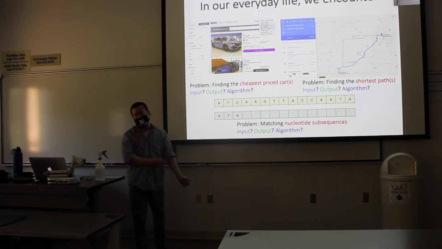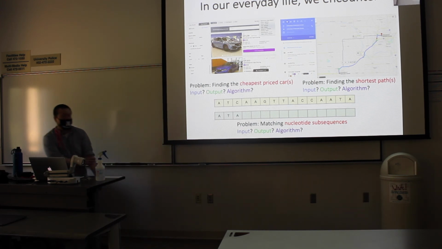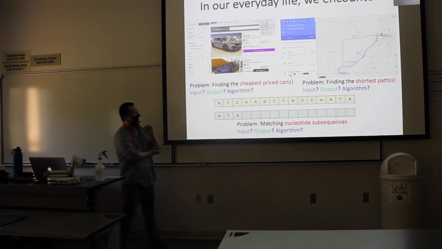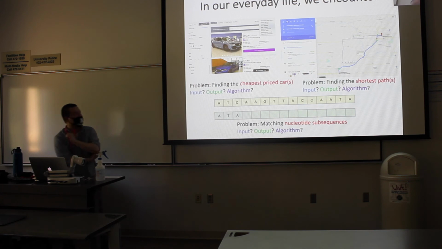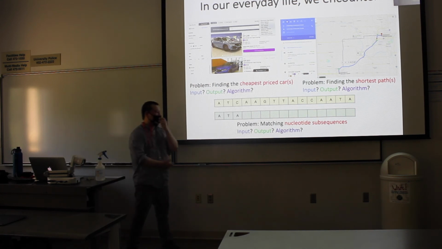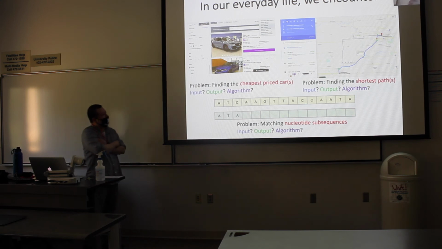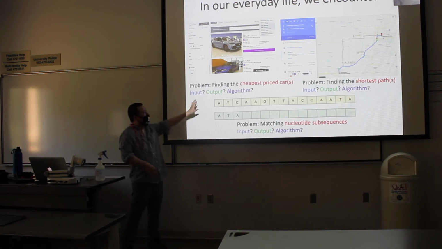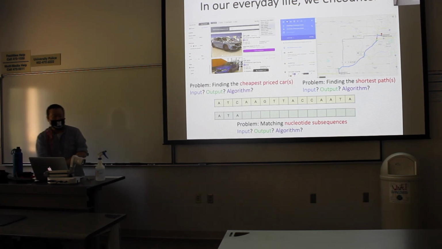So going back to the examples we saw in the introduction, we looked at three types of examples: sorting, shortest path, and matching. So these are the three problems that we look at. In all of these problems, we should have some input, output, and some algorithm doing it.